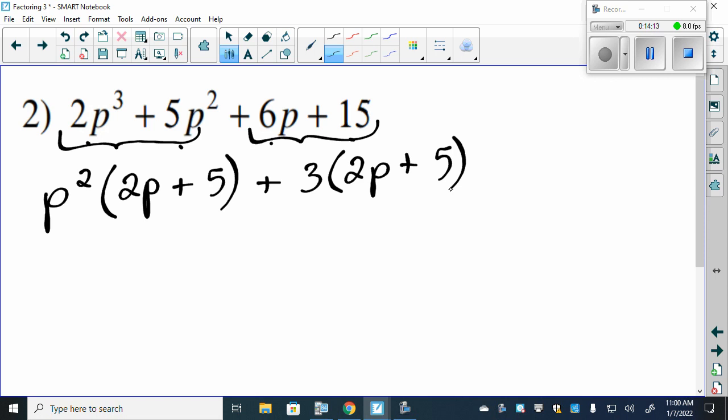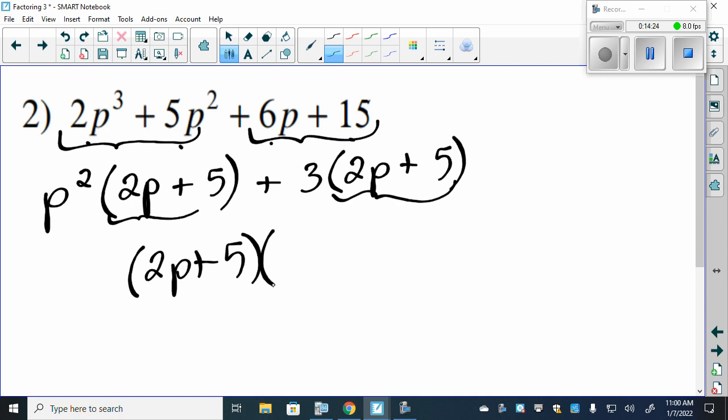Yeah. And what we can do is we can actually factor this here out of both. And if I factor 2p plus 5 out of both of these terms, well, the first one I'm left with is p squared plus, and that's its factor. And that's all we have to do for this here.